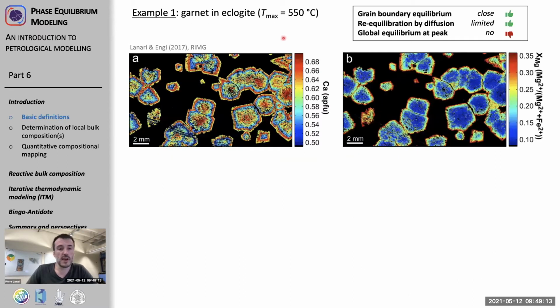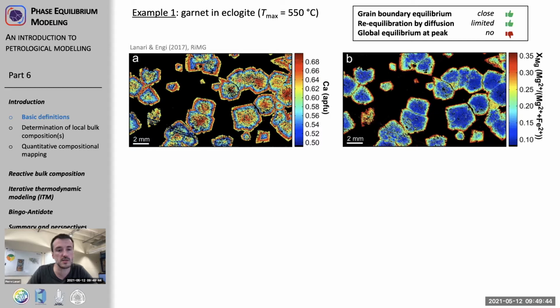I will show you a few examples to start, and those are all examples of garnet. I selected the first case here, where the peak temperature for the rock is 550 degrees. It's garnet in eclogite. You have two compositional maps. The one on the left is the map of calcium in atoms per formula unit. The one on the right is the XMg.